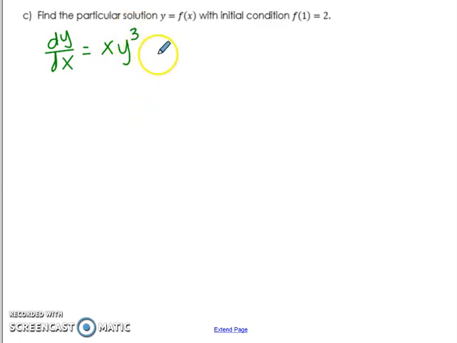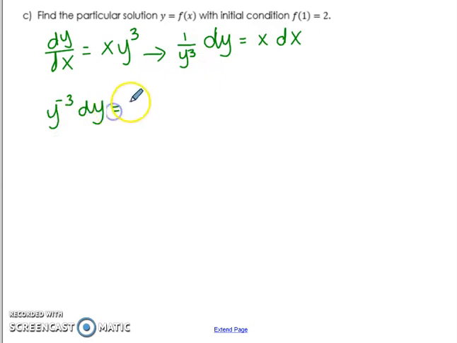So if I want to separate the variables, I need to move the y cubed to the other side. So I'm going to say that this is 1 over y cubed dy, and that's equal to x dx. So I'm separating those variables by moving the y's and the x's accordingly to the same side. So I'm going to rewrite 1 over y cubed as y to the negative 3 dy, and keep this as x dx. So what we can do now is take the antiderivative of each side.